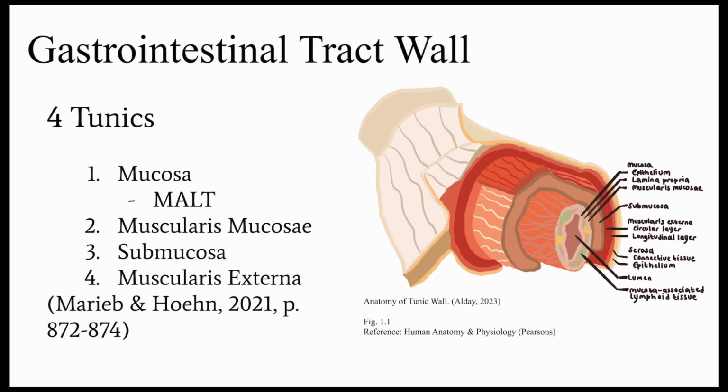So, the four tunics. From the esophagus to the colon, the GI tract wall has four basic tunics. The mucosa is the innermost layer or mucous membrane, which is a moist epithelial membrane that lines the lumen of the alimentary canal from mouth to anus. The main functions of the mucosa are to secrete mucus, digestive enzymes and hormones, absorb the end products of digestion into the blood, and protect against infectious disease.